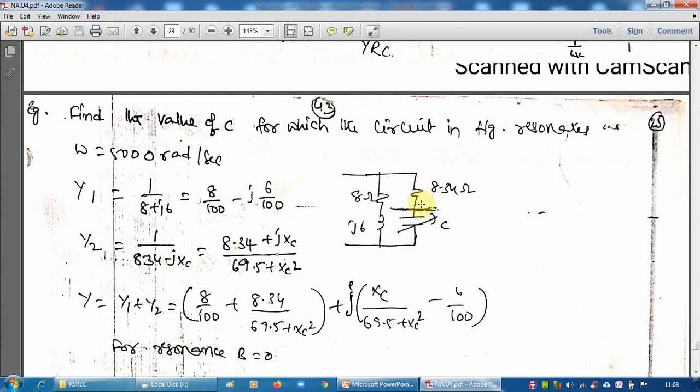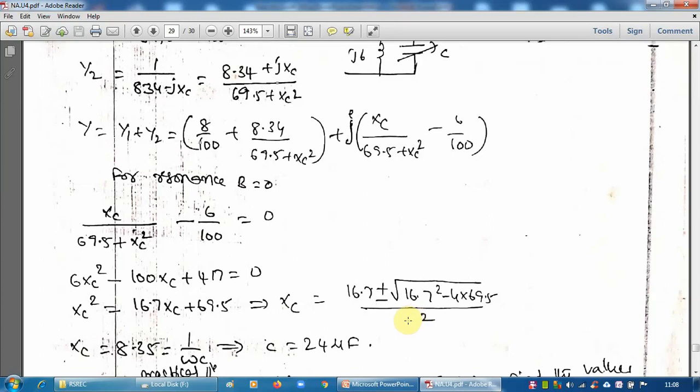So this is the admittance of the second branch. Now total admittance is equal to Y1 plus Y2. Y1 means this, Y2 means this. Add these two. And the condition for parallel resonance is that susceptance, that is the imaginary part, equal to 0. We make this imaginary part equal to 0.